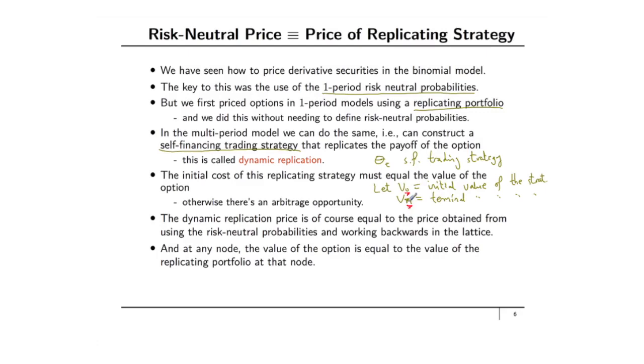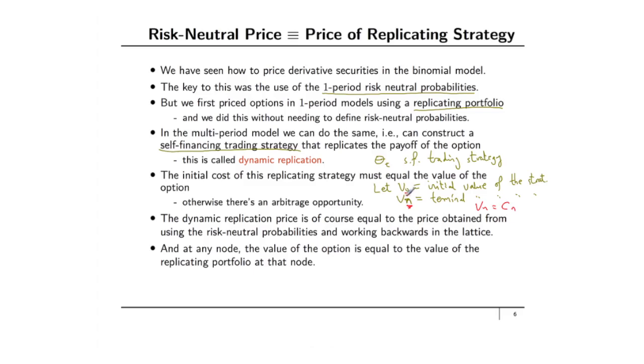The strategy self-finances itself. So the only time there's a cash flow is at time 0, which is when the portfolio is constructed, and at time n it has some value. So if V_n is equal to the value of an option, say at time n, C_n, then the fair value of the option at time 0 must be V_0.